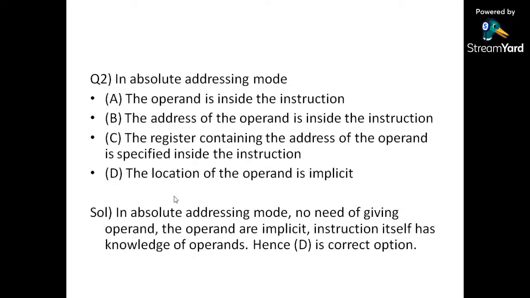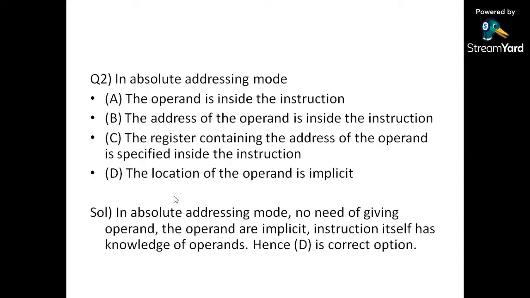Okay, so absolute addressing mode. Absolute addressing mode is the same as immediate addressing mode. You need to understand that in some books the immediate addressing mode is also referred to by the name of absolute addressing mode. And what we have studied in immediate addressing mode is that the operand is implicitly specified in the instruction itself, meaning you do not have to go and find the value of the operand in some register or some memory location.